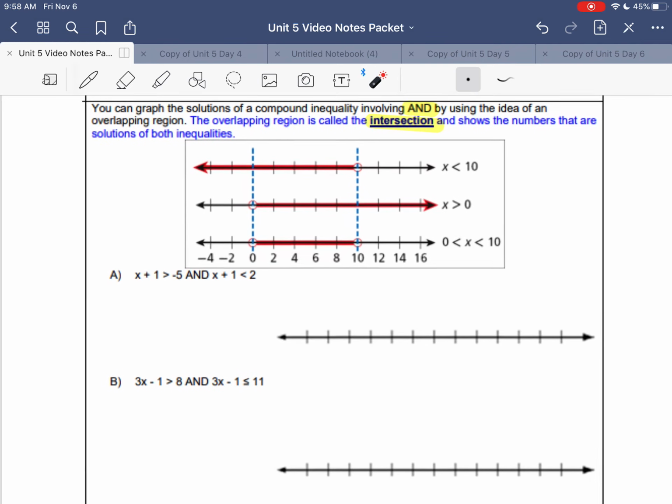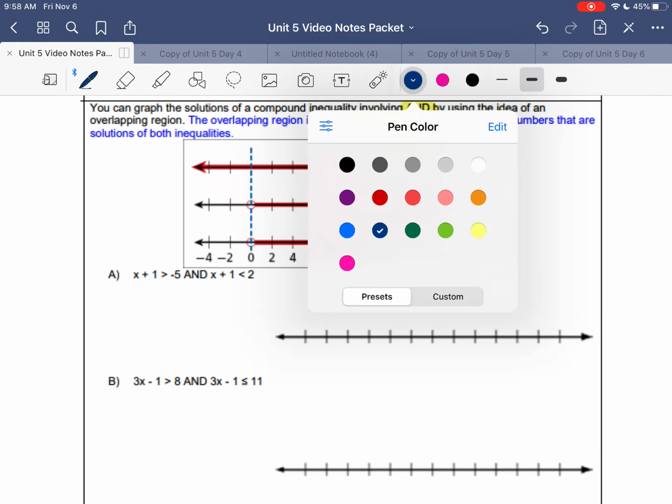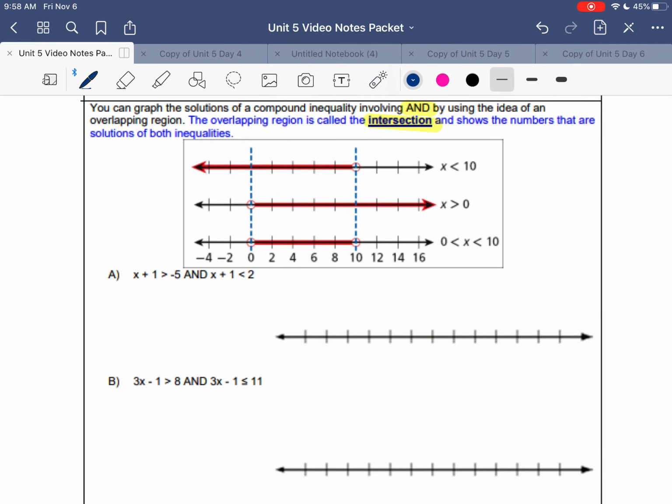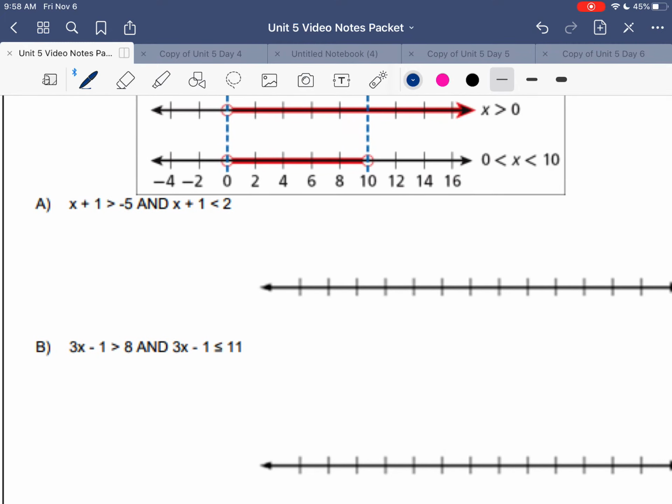The first two examples we'll look at actually do use the word "and". So we see x plus 1 is greater than negative 5, and x plus 1 is less than 2. When they're split like this, I typically just solve them as two separate inequalities, and then I'll handle graphing. On that left side, the x plus 1 is greater than negative 5. We're going to solve that just like we learned how to yesterday.